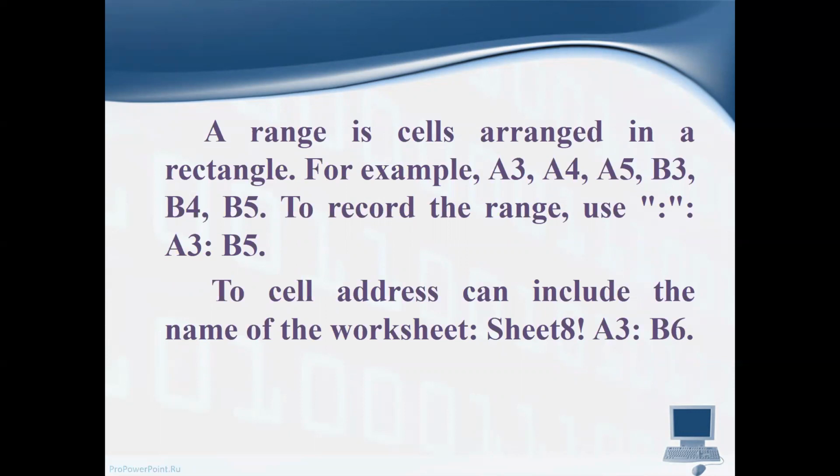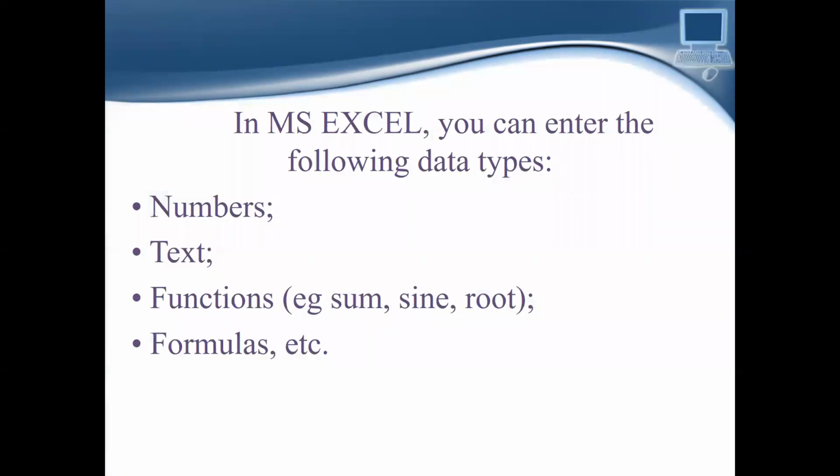For example, A3, A4, A5, B3, B4, B5. To record the range, use the symbol diapason: A3 diapason to B5. A cell address can include the name of the worksheet, for example, Sheet 8, and the diapason, the range A3 to B6.